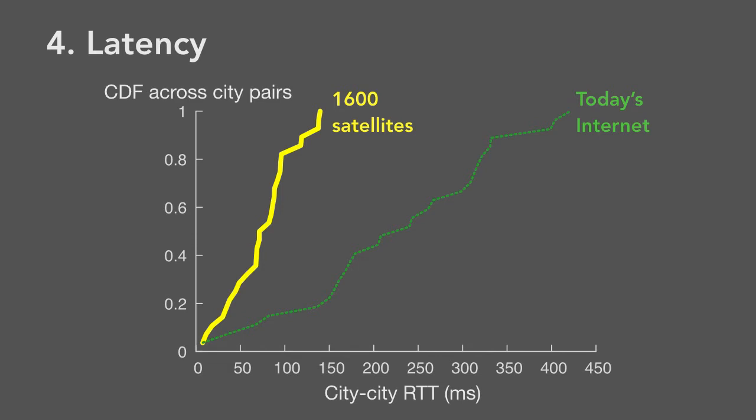We compared the RTTs between the 8 most populous cities over today's internet to the estimated RTTs over a plusgrid constellation consisting of 1,600 satellites. The estimated RTTs are 70% lower than today's internet at the median. So, if the current RTT is 100 milliseconds, the estimated RTT is 30 milliseconds.